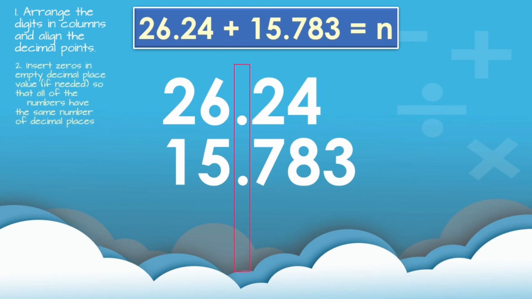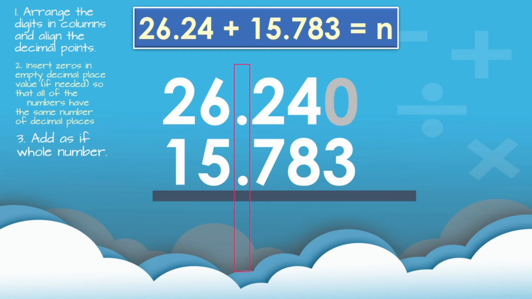Next, we're going to put 0 if possible. Meron tayong bungi, meron tayong blank space sa first addend natin. So, lagyan lang natin ng 0. Next is add as if whole number. So, we're going to add them as if whole number.